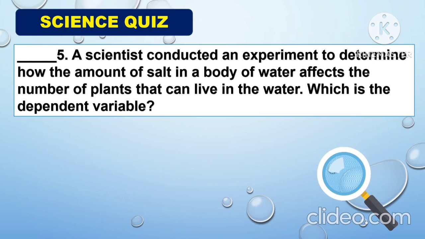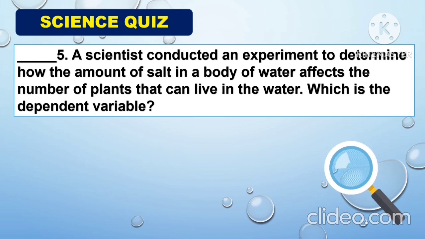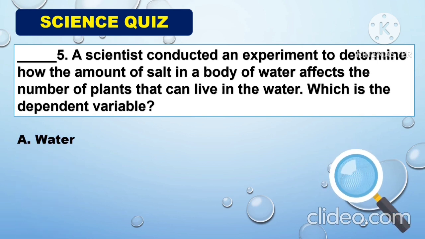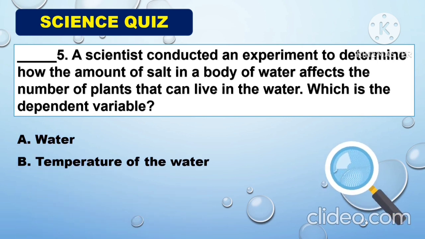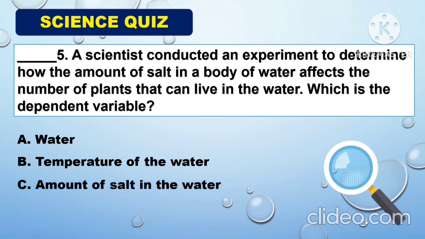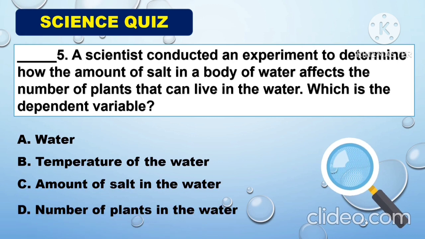Number 5. A scientist conducted an experiment to determine how the amount of salt in the body of water affects the number of plants that can live in the water. Which is the dependent variable? Letter A, water. B, temperature of the water. C, the amount of salt in the water. And letter D, the number of plants in the water. The answer is letter D.